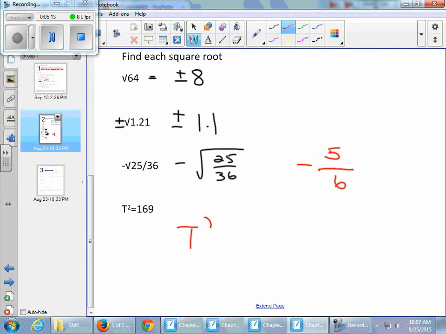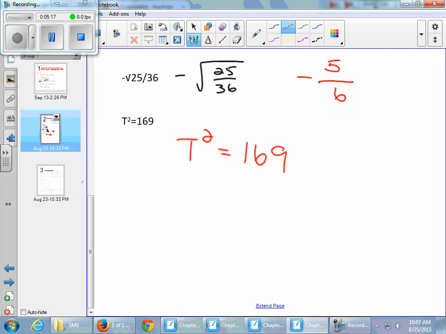We have t squared equals 169. What we're going to do is take the square root of both sides. Square root of this, when it's squared, they cancel each other out. That just leaves us our t. Now we have the square root of 169, a number times itself is 169. 12 times 12 is 144. 13 times 13 is 169. The answer is 13, and it would be plus or minus.